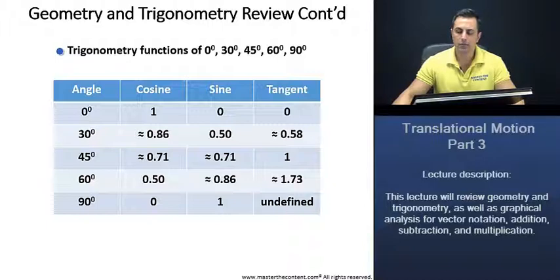Looking now at trigonometry functions of 0, 30, 45, 60, and 90 degrees, it's given to us here. I'm going to leave this table for you to really commit to memory. It will help you. Past this, you're really not meant to know too much. For now, we'll just move on to the next slide.